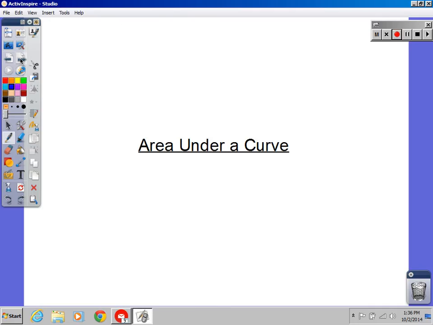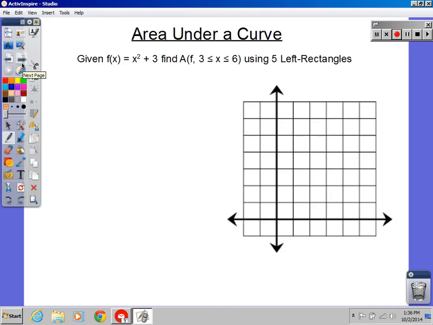Next, we have area under a curve. This is sort of like the meat of the chapter. So here's a sample problem. Given f of x equals x squared plus 3, find the area of f from 3 to 6 using 5 left rectangles. I give you no steps here to solve this. However, on the test, you will have steps: first do this, then do this.